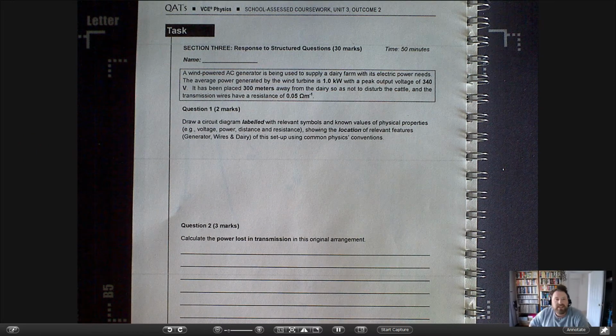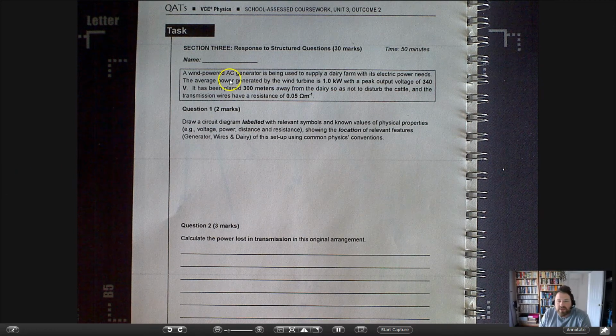Earlier in the week I asked you to do the QATs task on transmission, and I just thought I'd go through some worked solutions so that you can find those for yourselves when you need them. So we've got a wind-powered AC generator being used to supply a dairy farm with its electric power needs.